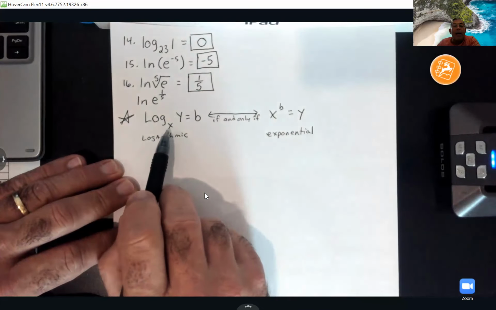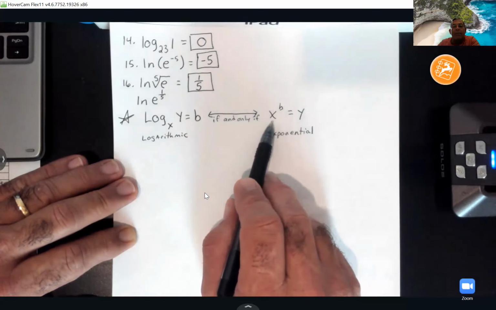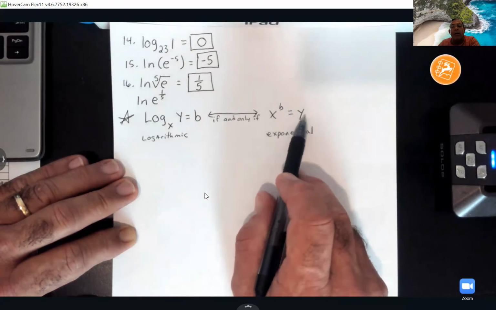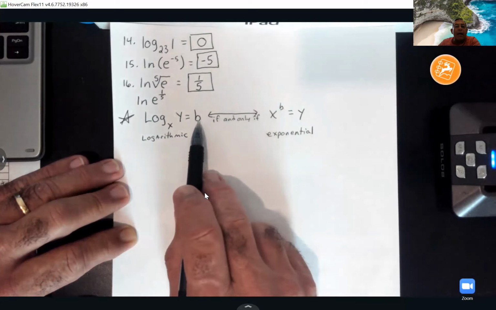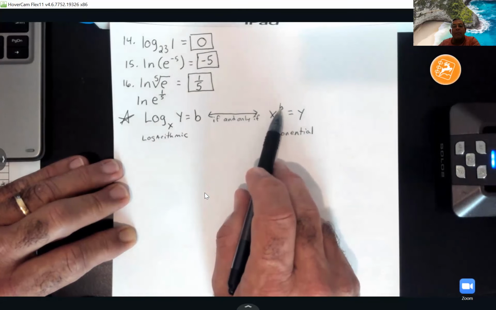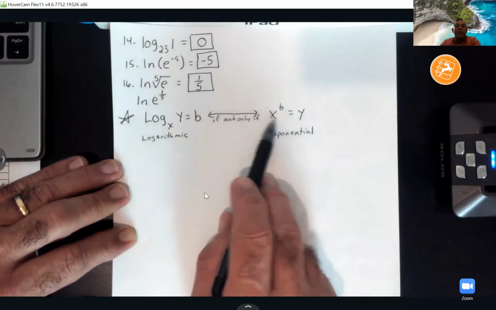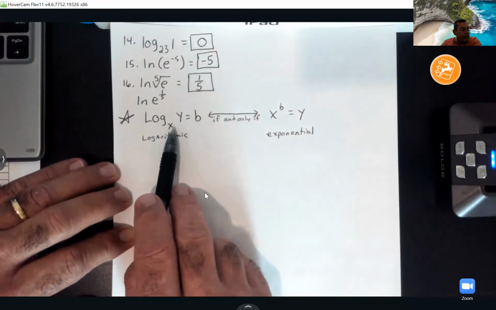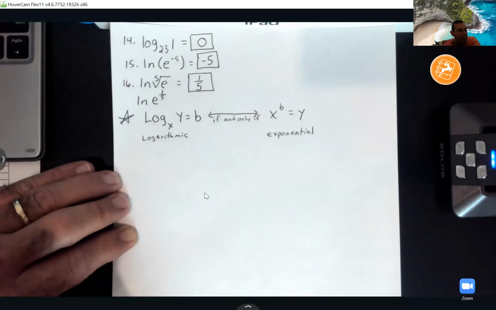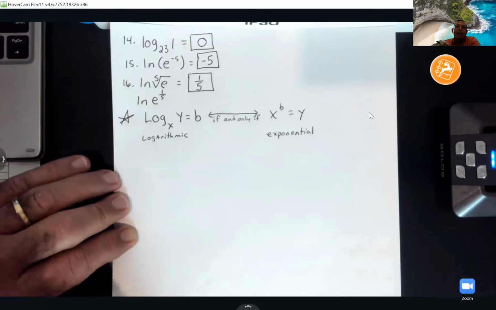So notice, the base of the logarithm equals the base of the exponential. The result of the logarithm equals the result of the exponential. And then the exponent of the log equals the exponent of the exponential. So watch how I convert back and forth on these, because this will help us solve equations when we come in next Tuesday. So this Thursday, we'll learn properties. And then next Tuesday, we'll start actually solving equations.